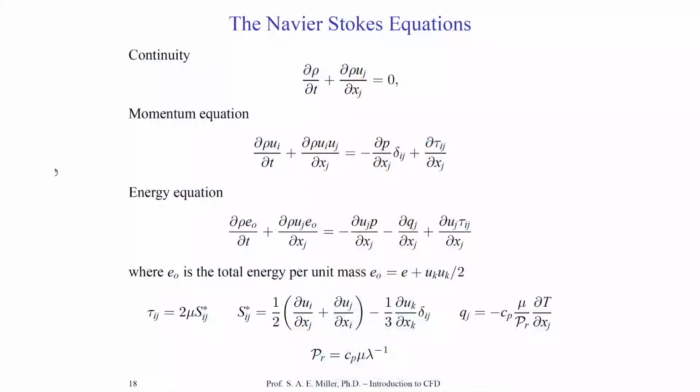Let's now summarize the Navier-Stokes equations. Here we have the continuity, the momentum, and energy equations, where E naught is the total energy per unit mass. E naught equals E, which is the internal energy, plus the kinetic energy. So E naught is the total energy of the fluid. Remember, U is velocity, rho is density, T is temperature, and P is pressure. Q is that heat transfer rate found from Fourier's law.